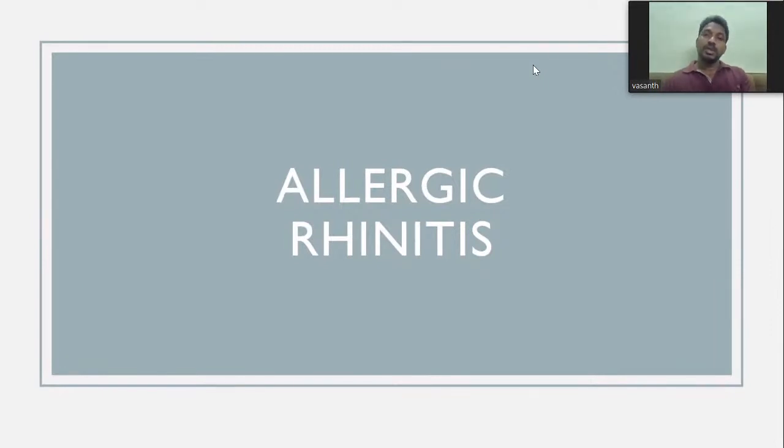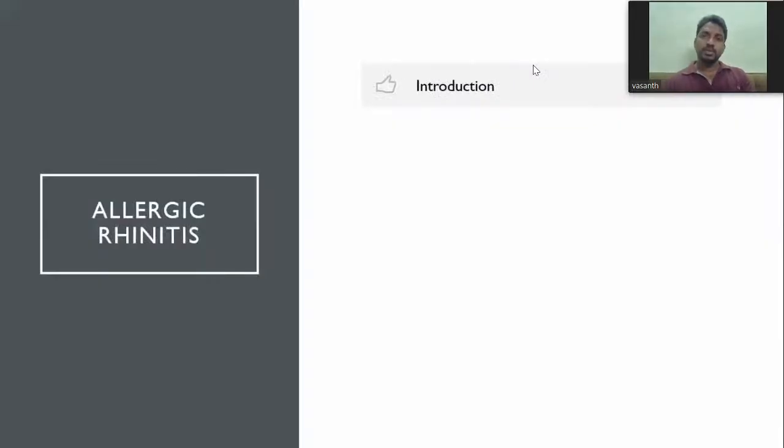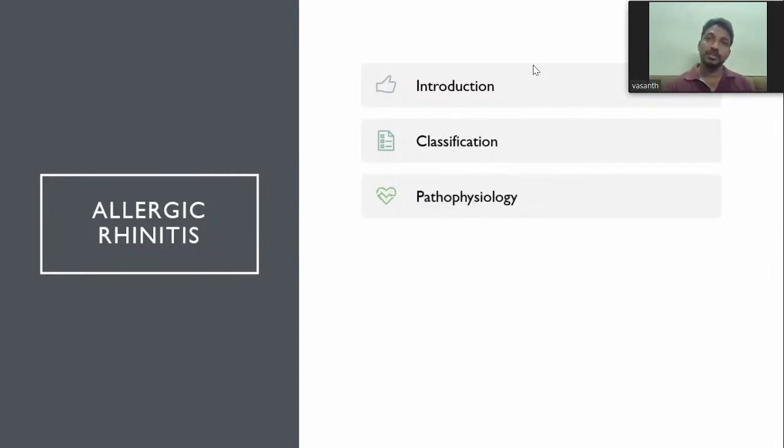Allergic rhinitis: you have to give the introduction about the things, and classify the allergic rhinitis into mild, moderate, and severe according to the severity, and seasonal or perennial. If it is throughout the year, then it is perennial. If it comes in seasons, then it is seasonal. So that's how it is classified. And the pathogenesis is very easy. It is the type 1 hypersensitivity reaction.